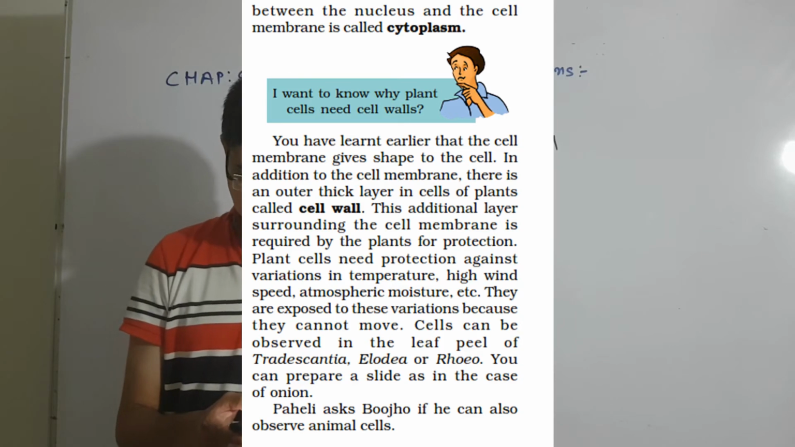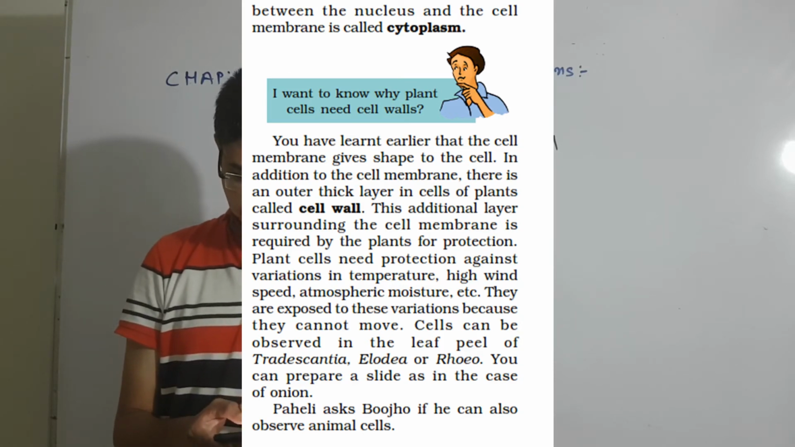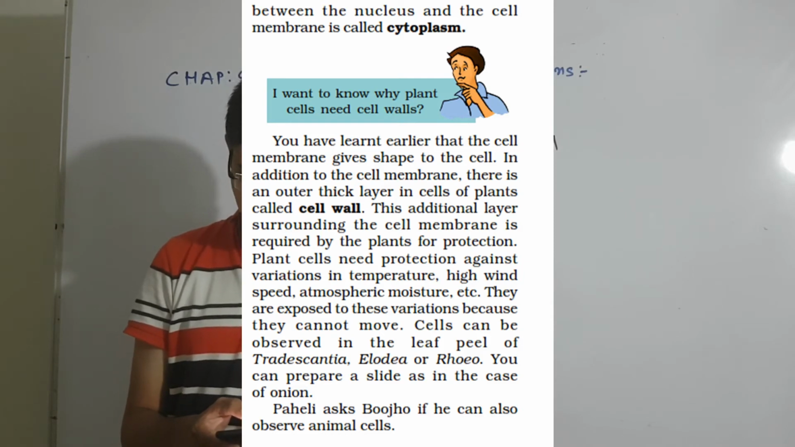In addition to the cell membrane, there is an outer thick layer in a cell of plants called the cell wall. This additional layer surrounding the cell membrane is required by the plants for protection. Plant cells need protection against variations in temperature, high wind speed, atmospheric moisture, etc. They are exposed to these variations because they cannot move.